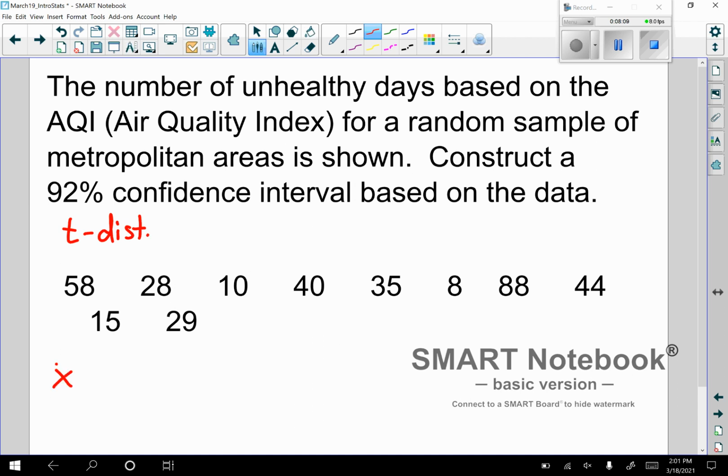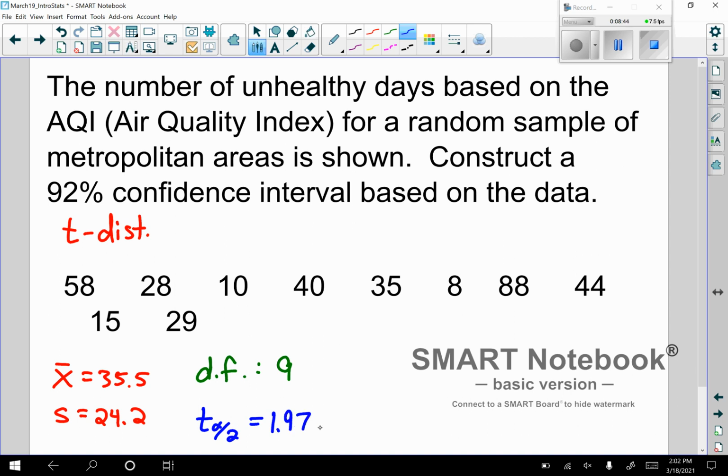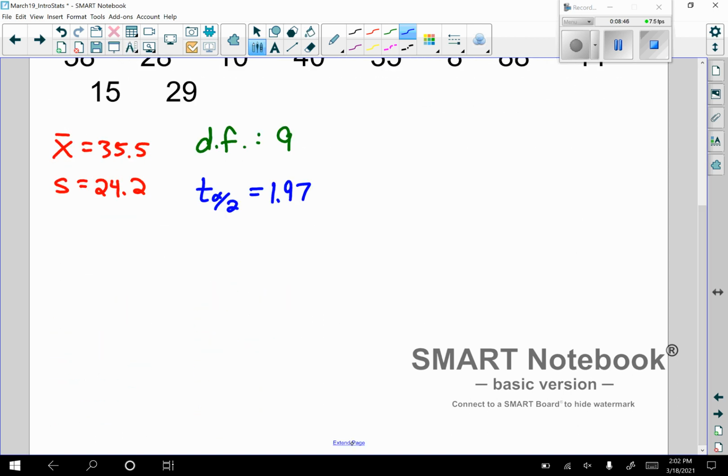If you did do this though, you should get x bar is equal to 35.5. We need to go one more place value than our raw data here. S is equal to 24.2. We also need degrees of freedom here. So we've got 10 data values, so our degrees of freedom is 9. Finding t sub alpha over 2 then. So 92% means alpha is 8%, alpha over 2 is 4%. So go to menu 5 5 6, type in 0.04, and degrees of freedom is 9. This should give us a 1.97 for the t sub alpha over 2.